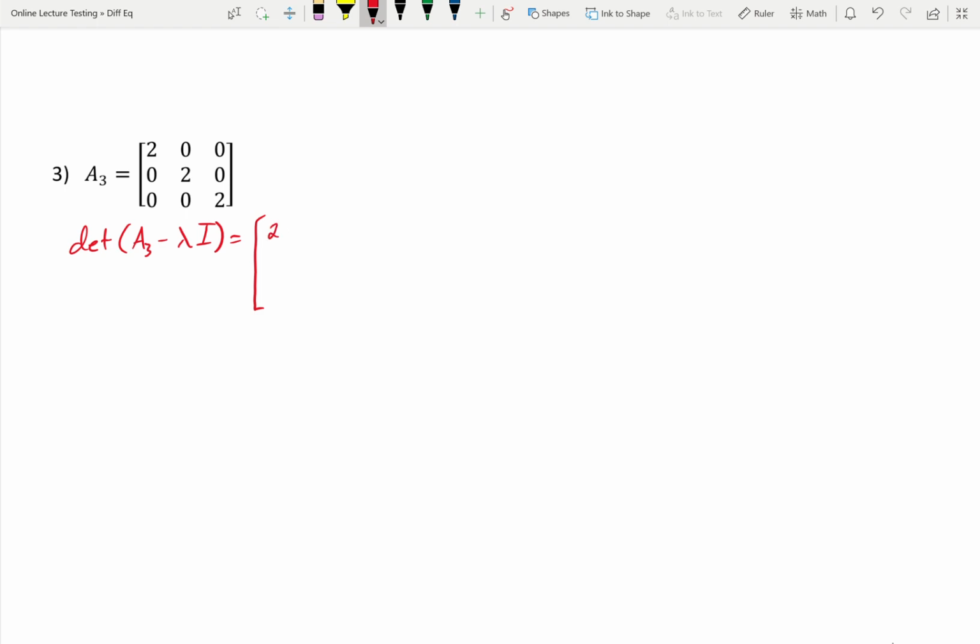All right, so we get 2 minus lambda, 0, 0, 0, 2 minus lambda, 0, 0, 0, 2 minus lambda. And its determinant, we can find through any row or column that we choose. We find that lambda minus 2 cubed is equal to 0. So lambda is equal to 2, and the algebraic multiplicity is equal to 3. Again, how many times it was repeated.